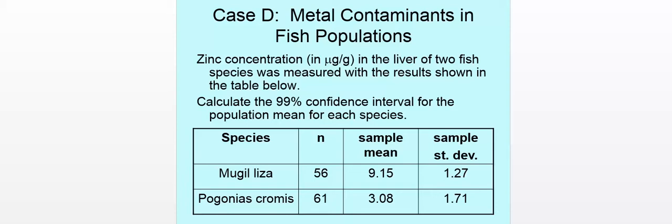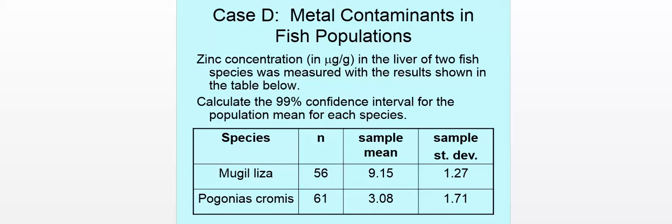In case D, we're asked to calculate two different confidence intervals. In this case, we're told to calculate the 99% confidence interval, and we're looking at zinc concentration in the liver of two different fish species. We have 56 samples of one species and 61 samples of the other, and we have the sample mean and the sample standard deviation, and we now need to construct the two-sided 99% confidence intervals for each of these cases.